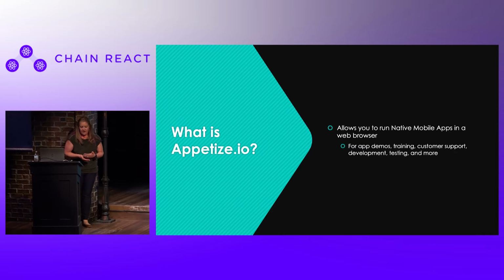So Appetize.io. This allows you to run your native mobile application, Android and iOS, in a web browser. So we've seen a couple examples today with like Expo Snack. I'm trying to think of one of the other ones we saw, but this is just a tool you can use for app demos, training, customer support, development, testing. There's endless opportunities for how you could use this.